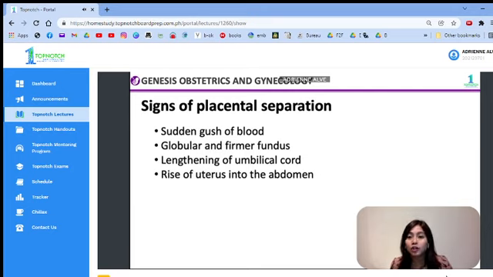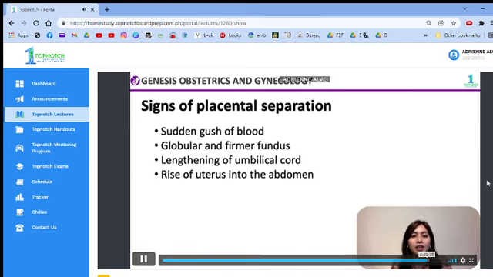So there are 4. Sudden gush of blood. So meaning, nag-detach na yung placenta mo yan pag meron ng sudden gush of blood. Second, the fundus becomes more globular and more firm. Third, there is lengthening of the umbilical cord because of the detachment now of the placenta. And fourth, there is rise of the uterus into the abdomen. So usually yung mga residents nyo bago ipagawa sa inyong placental delivery, they might ask you these 4 signs of placental separation. Okay, so dapat sa ulo nito.